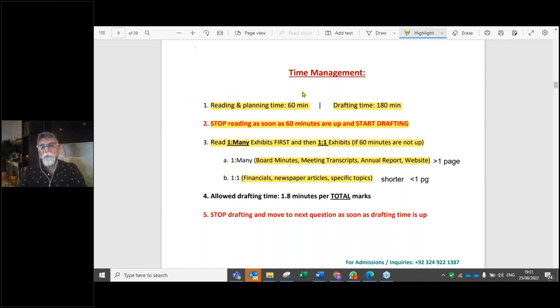Yes, Umer, I think in the last couple of attempts, you are right. Most of the exhibits are 1:1, which is good news, right? I like 1:1 exhibits. They are short, they are specific. We know exactly which question to use them in. So just read the 1:many exhibit first, if there might be one or two, and then the moment you reach a 1:1 exhibit, stop reading and start drafting.